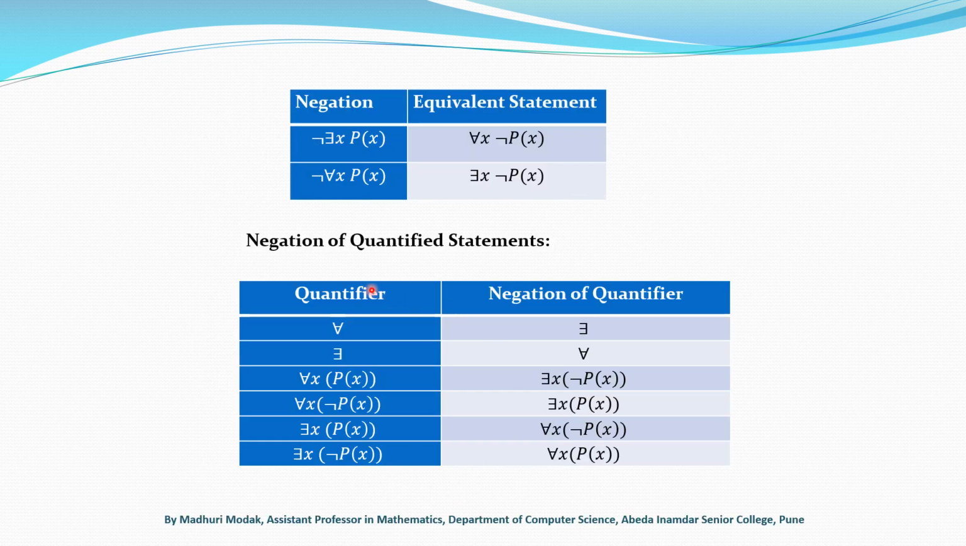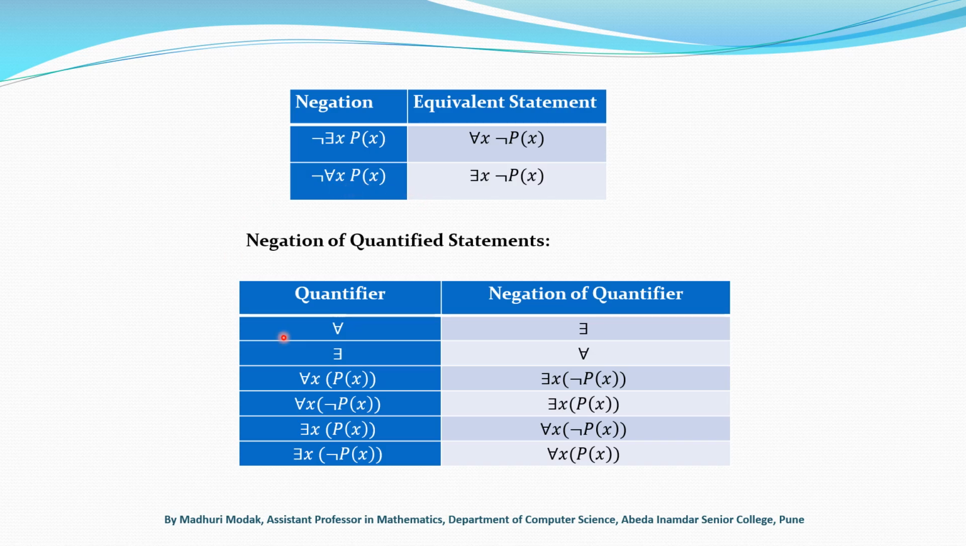Now, this is the table for negation and equivalent statements. So negation there exists x P(x) and for all x negation P(x) are equivalent. Same way negation for all x P(x) and there exists x negation P(x) are equivalent.